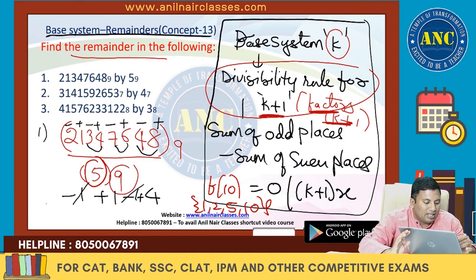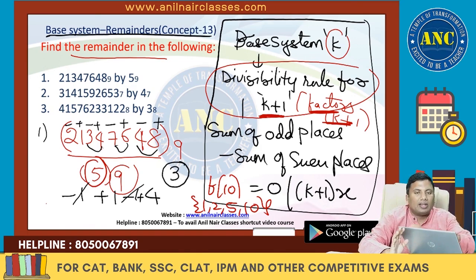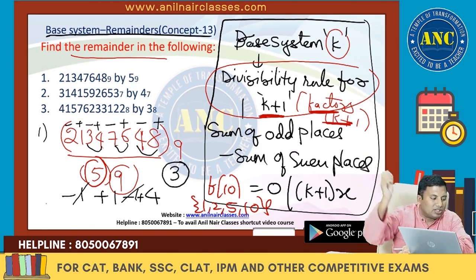Minus 1 is minus 2. 4 plus 1 is 5. 5 minus 2 is 3. 3 divided by 5. Answer is 3. First one, answer is 3.